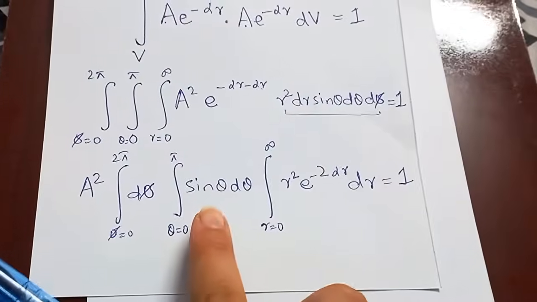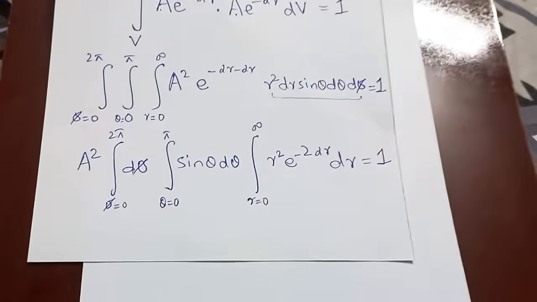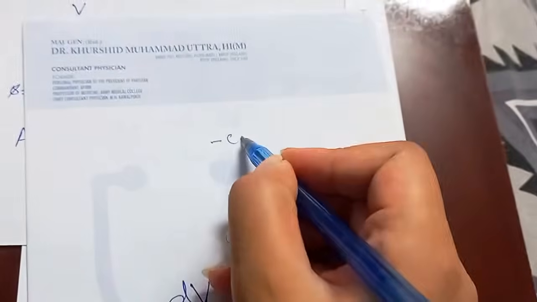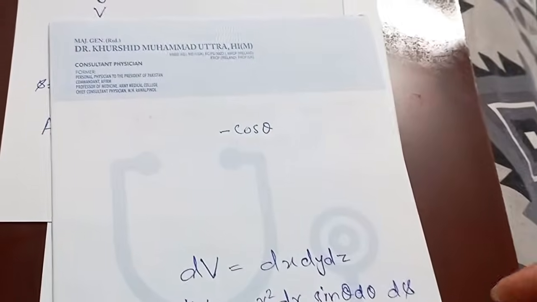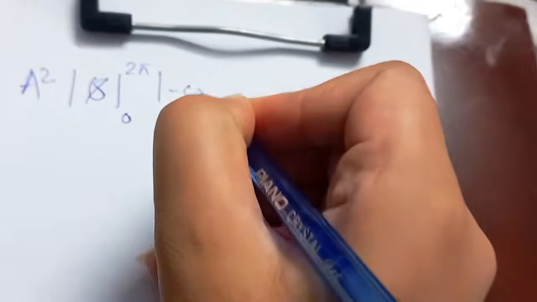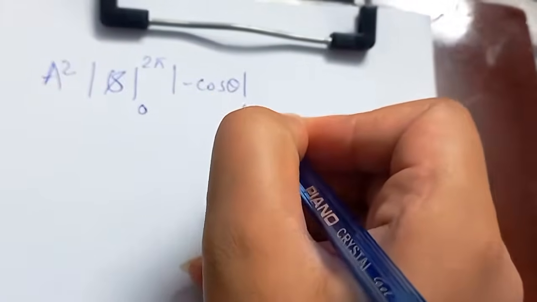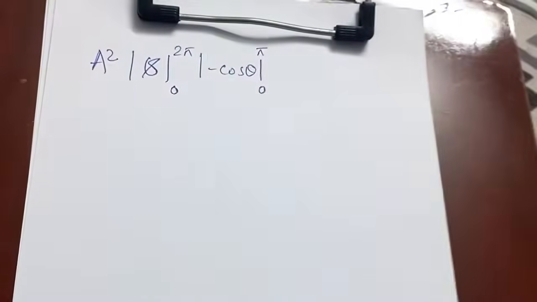Then we have sine theta. Integration of sine theta is minus cos theta. That is something that we already know, so we are just using it. It's minus cos theta, limit of integration from 0 to pi.